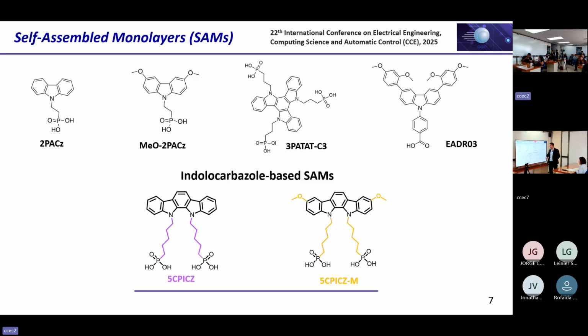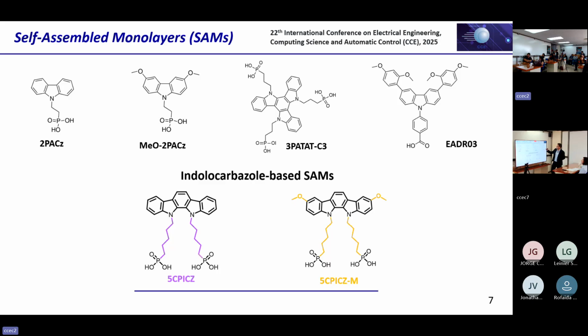Okay, sorry for that. So here I show you again. They are not the most important SAMs now, but the 2PACz and the MeO-2PACz, the Me-4PACz, are also efficient molecules. And then again, I want to show you the structure of the EADR03 because it's the molecule I use as the reference, because it wasn't synthesized in the group in which I was working. Actually, this molecule is commercial.